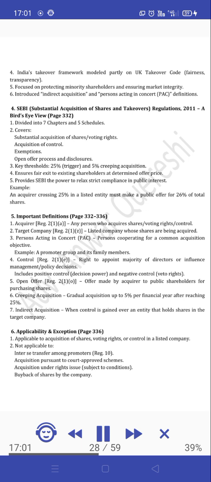4. India's takeover framework modeled partly on UK takeover code, fairness, transparency. 5. Focused on protecting minority shareholders and ensuring market integrity. 6. Introduced indirect acquisition and persons acting in concert (PAC) definitions.